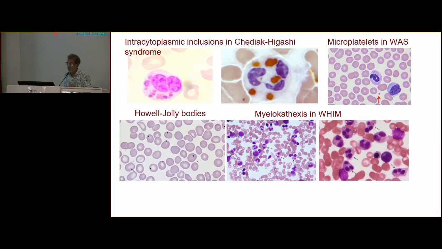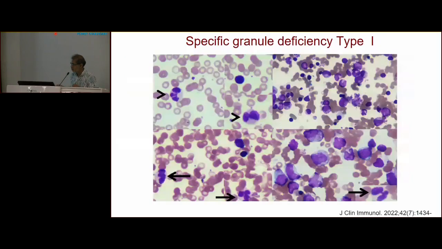So this WHIM syndrome is characteristically associated with myelokathexis. This is one of our cases of a specific granule deficiency, where there were two siblings who presented with episodic neutropenia along with severe infections leading to scar formation. They had severe skin infections which led to disfiguring scars.